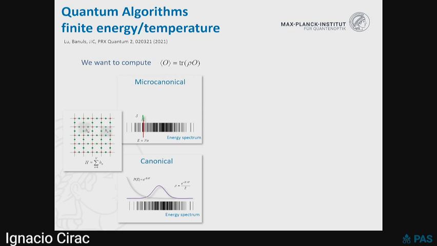Now let me tell you about another quantum algorithm that we developed a couple of years ago. As you know, there are quantum algorithms to compute dynamics of physical systems. There are quantum algorithms to compute ground states, for example, adiabatic algorithms, but there are not that many to compute properties at finite temperature, at finite energy. And so we came up with a couple of methods.